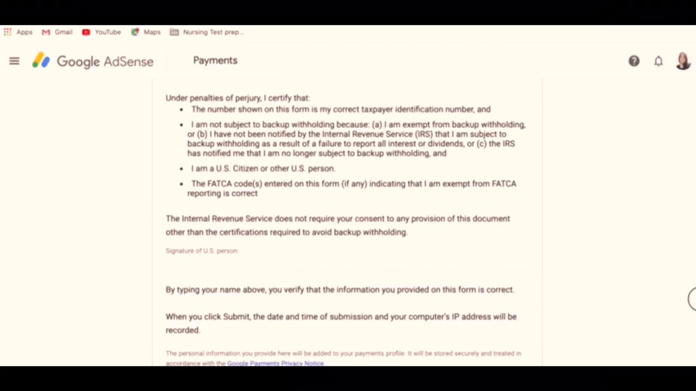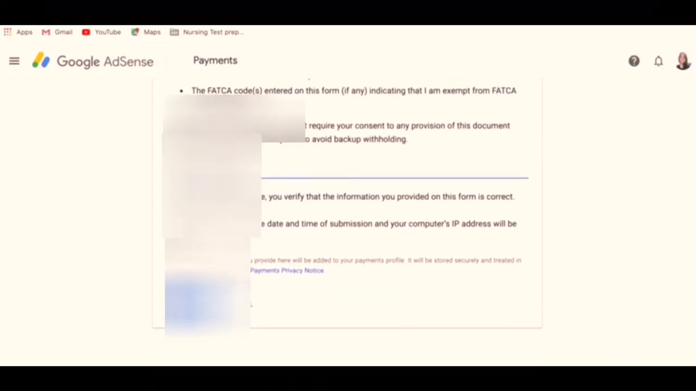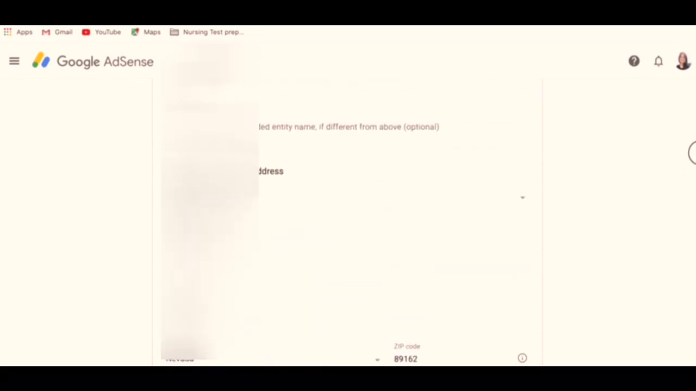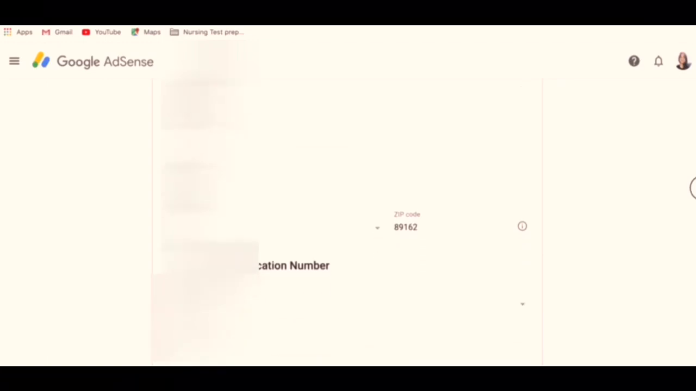Under penalties of perjury, I certify that I am a U.S. citizen or other U.S. person, and the Internal Revenue Service does not require your consent to any provision of this document other than the certification required to avoid backup withholding. Then, signature of U.S. person, that was me, my full name. By typing your name above, you verify that the information you provided in this form is correct. When you click submit, the date and time of submission and your computer IP address will be recorded. So it must be the truth. You have to fill up this form truthfully so that you don't have a problem. So I need to review this one first.